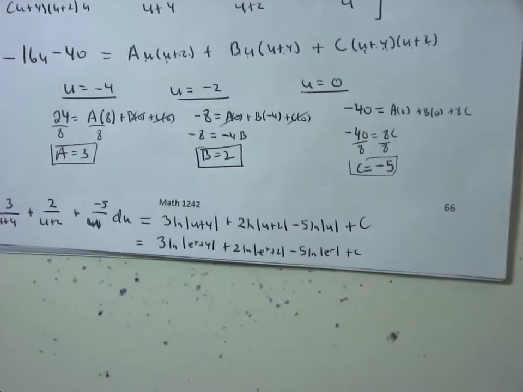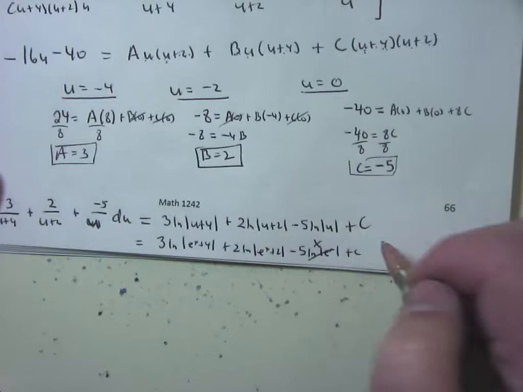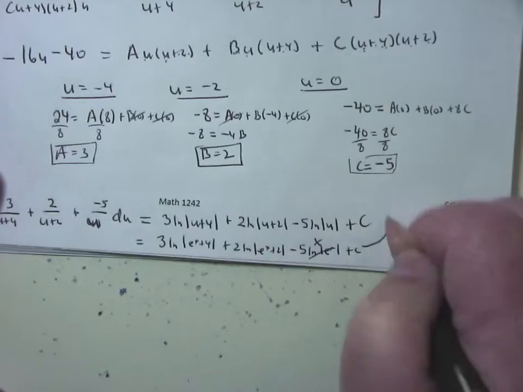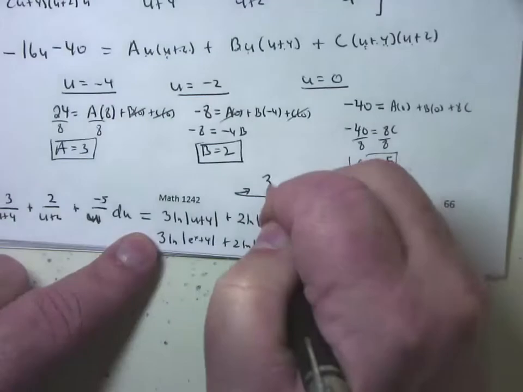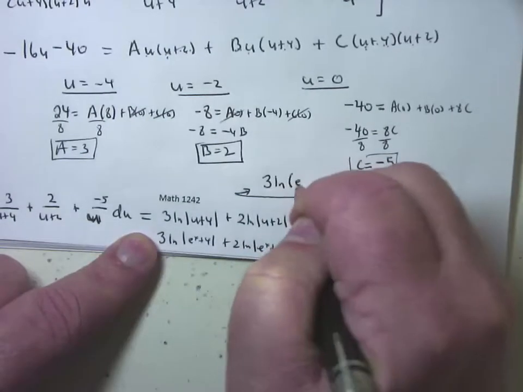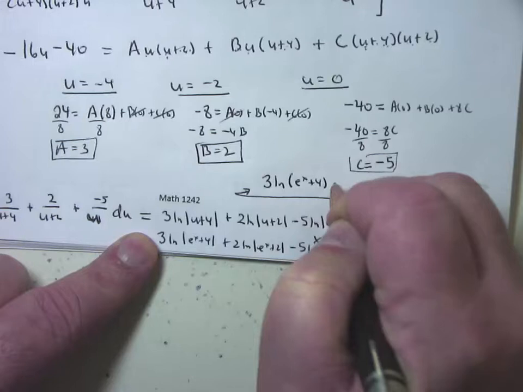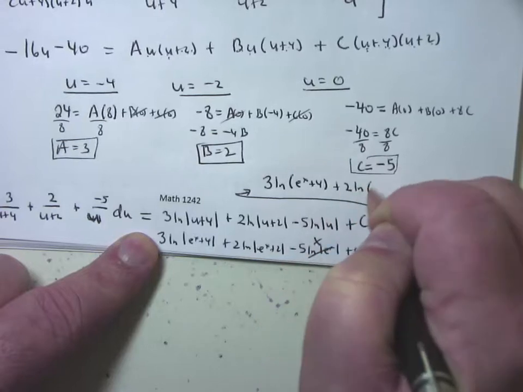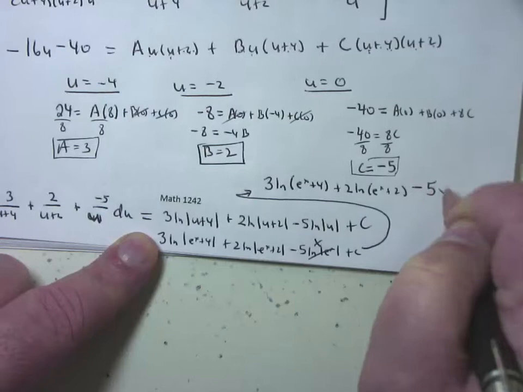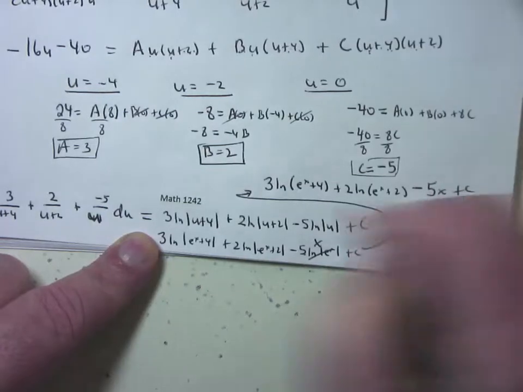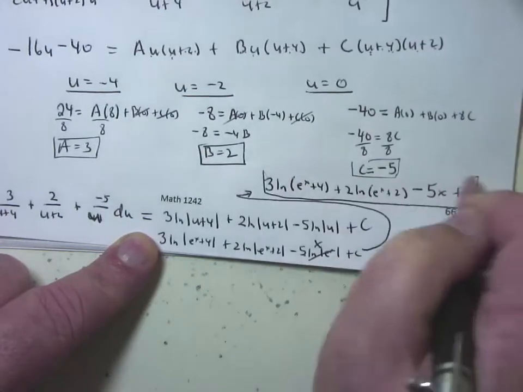What's the natural log of e to the x? What do natural log and e do to each other? They cancel out, so you're just left with x. So you get the resultant answer, and I'm going to write it right here so you can actually see the answer. The answer is 3 natural log of e to the x plus 4, plus 2 natural log of e to the x plus 2, minus 5x. Don't forget your constant there, plus C. And there's my result.